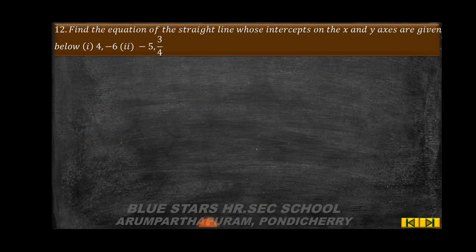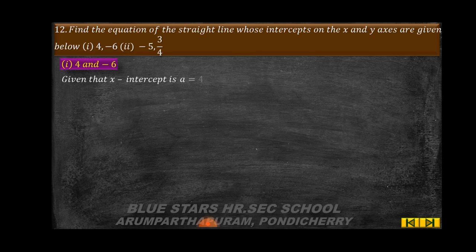Problem number 12. Find the equation of the straight line whose intercepts on the x and y axes are given below. Here they are given only the x-intercept and y-intercept. Using that, we are going to find the equation of the straight line using the intercept formula. The equation of the straight line in intercept form is x by a plus y by b is equal to 1. So let's move on to the first subdivision. The first subdivision is 4 comma minus 6.